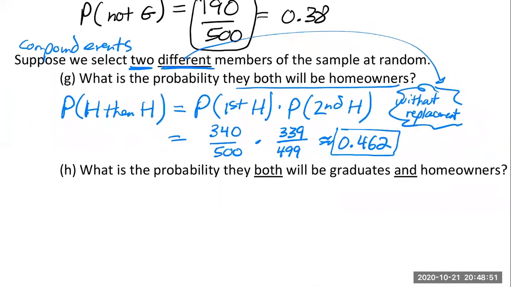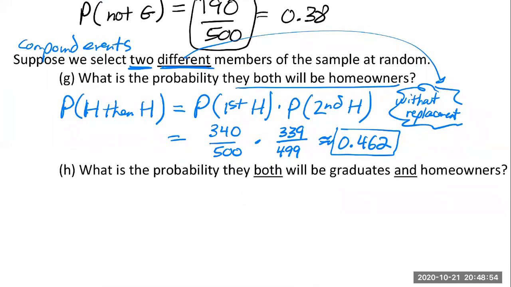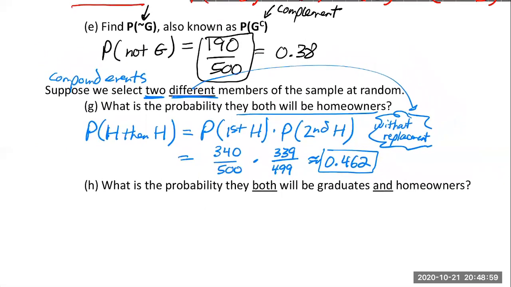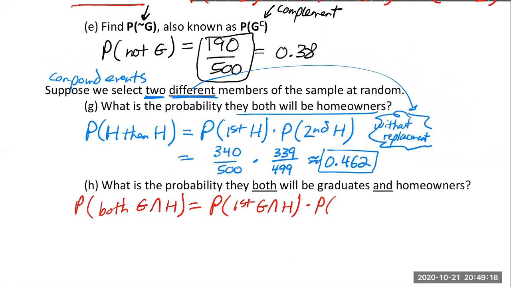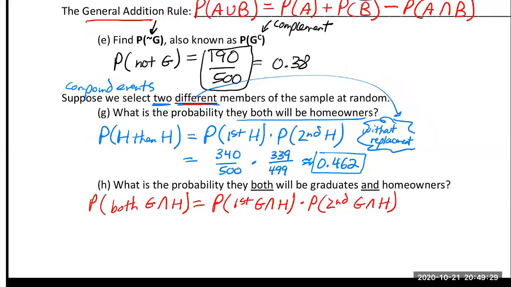Okay, and then the last question in this lesson we'll look at is letter H. What's the probability they both will be graduates and homeowners? Whoa. So we want the probability that both are graduate and homeowners. So we'd like to calculate the probability that the first is a graduate and homeowner times the probability the second is a graduate and homeowner, given that you just selected one, because we want them to be different members. So what's the probability you get graduate and homeowner?